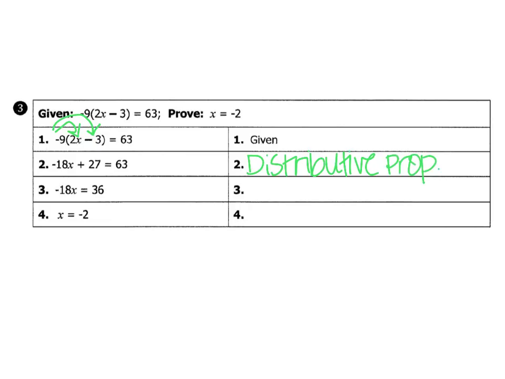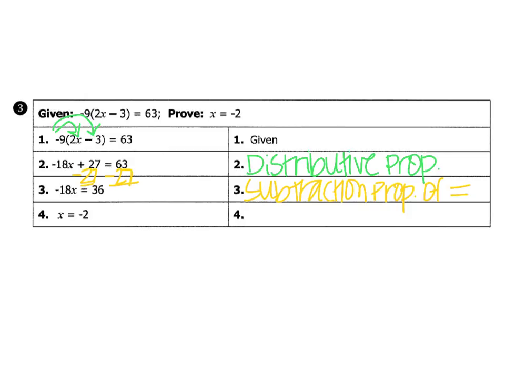Then we want to ask ourselves, how did we go from step 2 to step 3? What did we do to line number 2 to get us to line number 3? If you said we subtracted 27 from both sides, you are correct. All right, so we subtracted 27 from both sides. So subtracting something from both sides of the equation would be the subtraction property of equality. So we say subtraction property of equality.